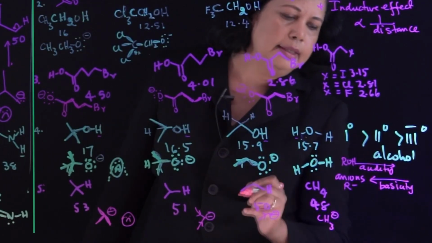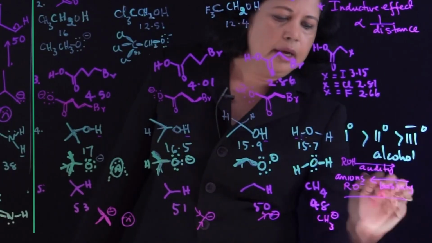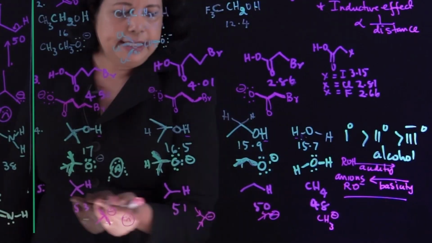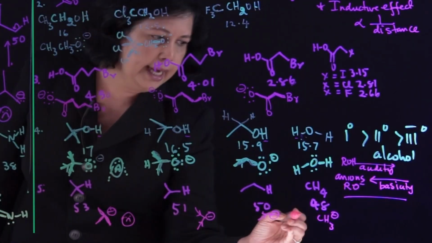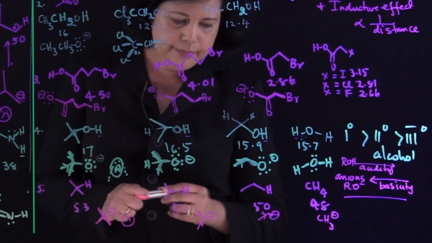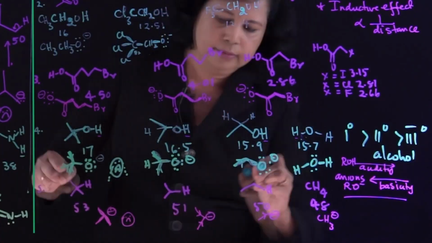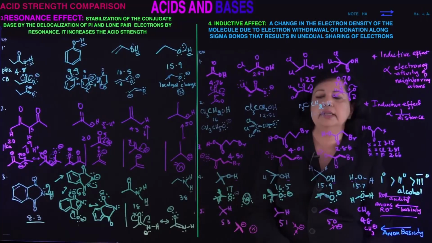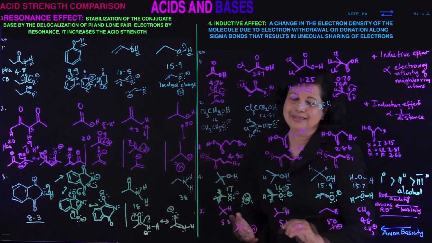RO minus anions. Same with the RH. RH acidity goes in this direction. Basicity goes in this direction for the anion. And that's true for everything pretty much.